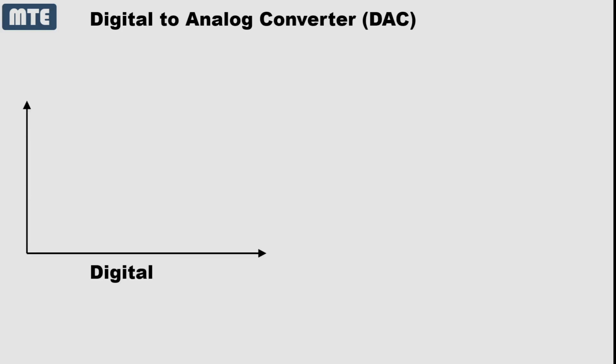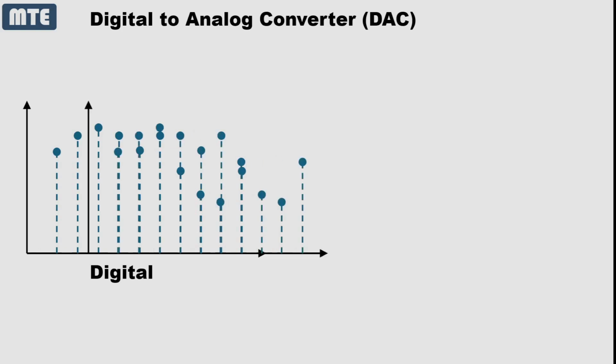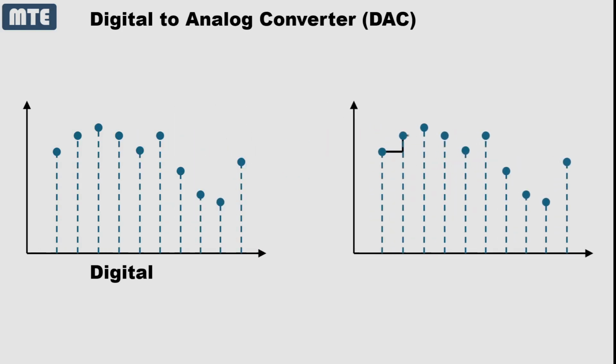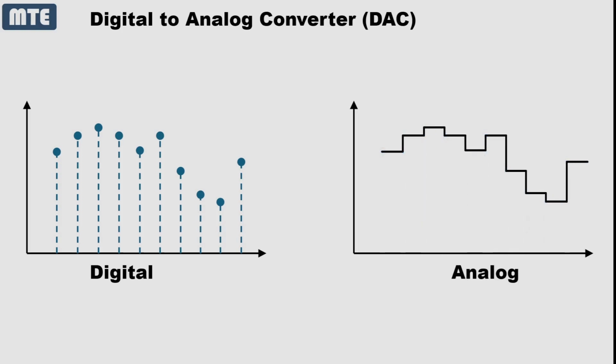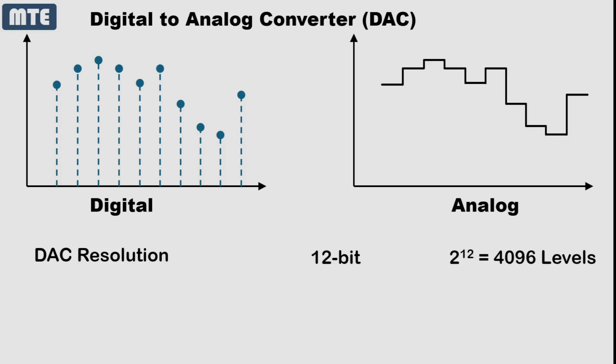A DAC takes digital instructions from the processor and converts them into a smooth, continuous analog signal. This is essential for controlling devices like motors, valves, or other equipment that operate with analog inputs. Just like ADCs, DACs have a resolution that determines how finely they can represent the analog output. For example, a 12-bit DAC divides the output signal into 4096 steps. The higher the resolution, the smoother and more precise the output signal.